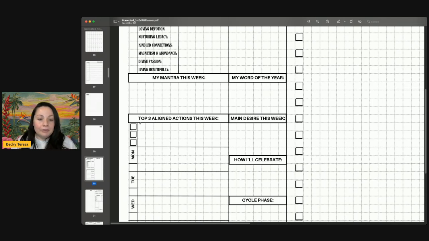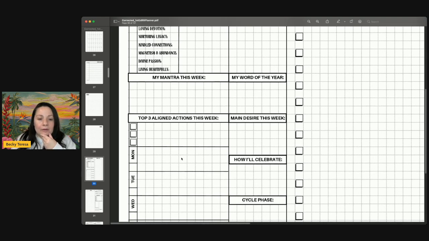And then here you're going to do top 3 aligned actions this week. A lot of times the planner will say, top 3 goals this week or whatever. And so these are just aligned actions that you want to do. So this could be daily self-care, or staying in my bliss, or it could be an actual thing like record 3 YouTube videos. This can be whatever you need it to be. They just need to be aligned actions that bring you joy, that bring you bliss, that are for your good. And so that's what we're going to put there.